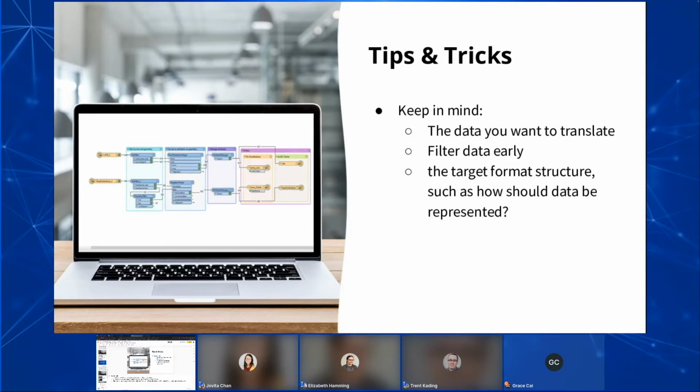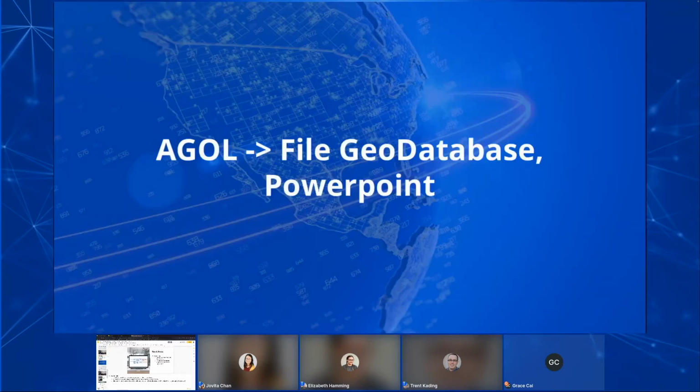For example, File Geodatabase and a lot of Esri formats require that each feature class only has one type of geometry. Formats such as shapefile have a 10-character limit for the attribute names. So it's good to keep a target in mind for what you're translating to. With that, I'll pass it on to Trent now for a more advanced demo.